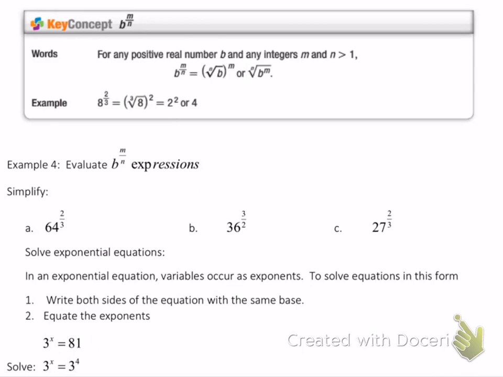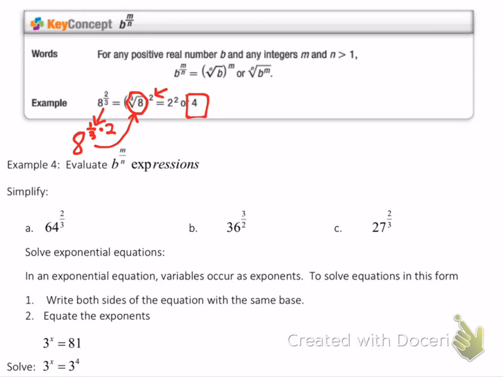So like this first example, 8 raised to the 2 over 3. Now, I'm going to break this down a little bit because this really is 8 raised to the 2 times 1/3, right? Or maybe we should switch that around: 1/3 times 2, which leads us to this, because 8 to the 1/3 power is the same thing as the cube root, and then we're going to square that whole thing. So first we have to find the inside, the cube root of 8, which is 2, and then we have to square it. So 2 squared is 4. So my final answer is 4.